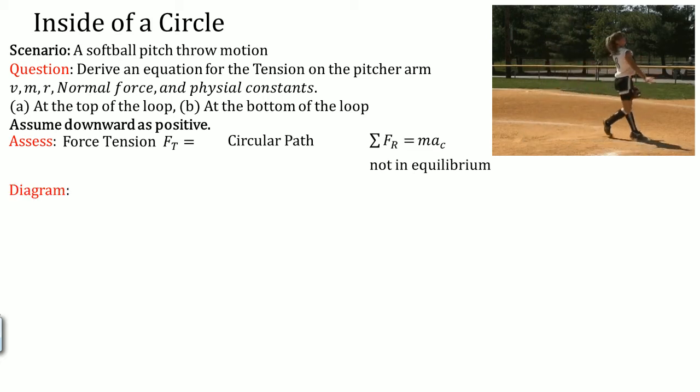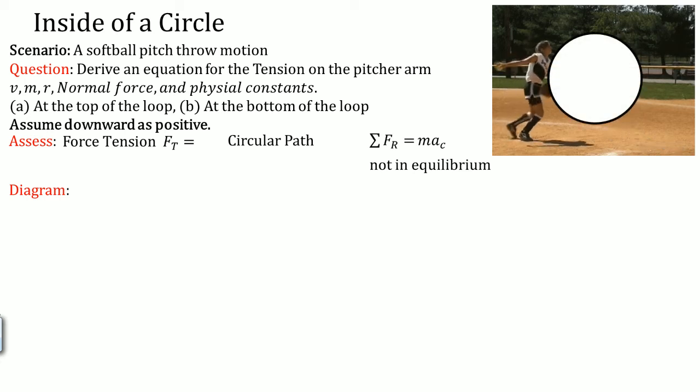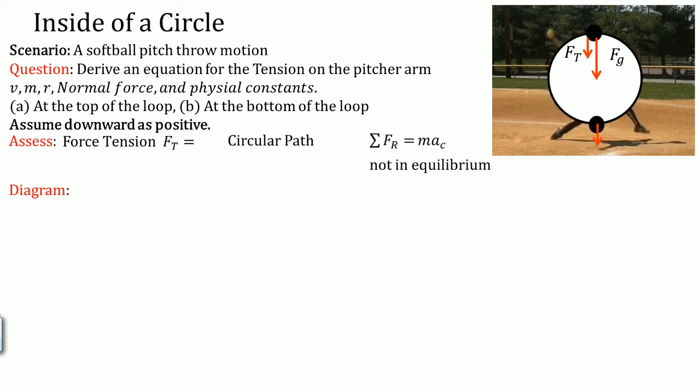The pitcher's throwing motion here can be represented by a circular object, right? Then that is on top of the throwing motion. At the top of the throwing motion, force of gravity is pulling it down. Force tension is also pulling it down towards the center of her arm, or her shoulder. At the bottom, force gravity is pulling it down and force tension is pulling it up. Remember, up to her shoulder again. It's always going back to the center, which is her shoulder.